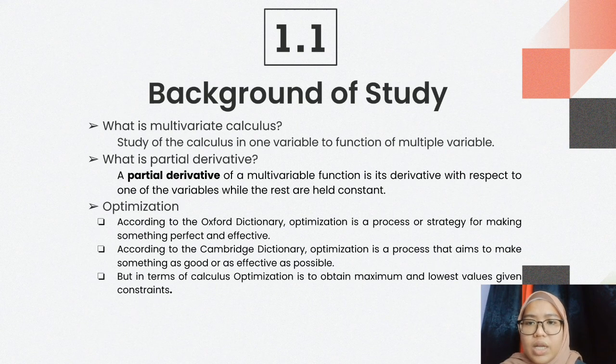According to the Oxford Dictionary, optimization is a process or strategy for making something perfect and effective. But according to the Cambridge Dictionary, optimization is a process that aims to make something as good or as effective as possible. But in terms of calculus, optimization is to obtain the maximum and lowest value given a constraint. Optimization methods are used in many areas of study to find solutions that maximize or minimize some study parameters, such as minimize cost in the production of goods or service, maximize profit, minimize raw material in development of goods, or maximize production.